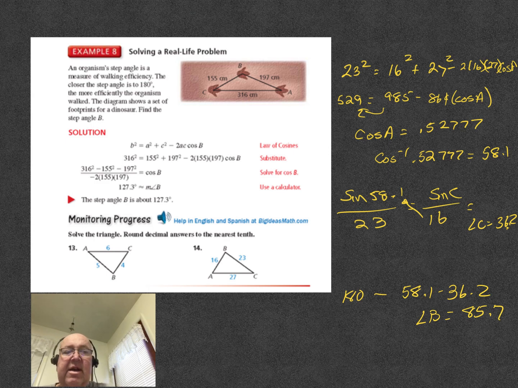This is a tool that is very vital in construction, surveying, maps, anything that you can think of where you are working with triangles that are not right triangles.